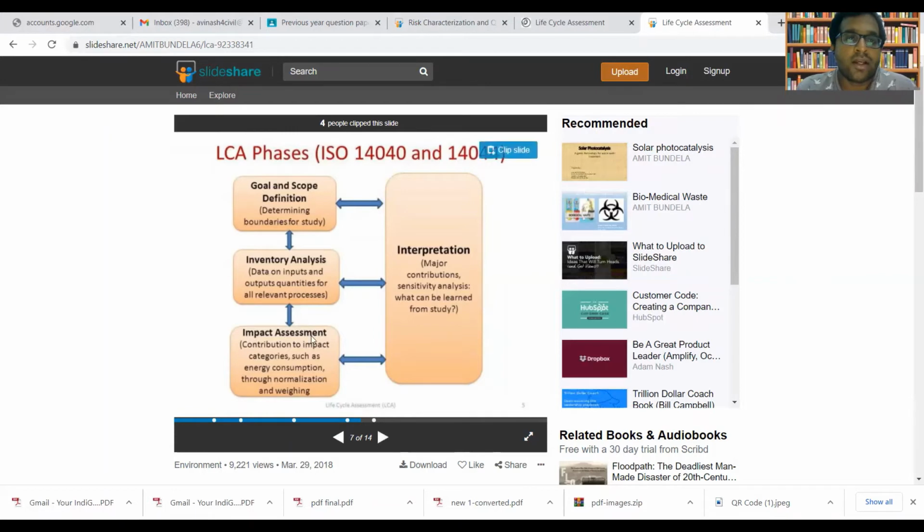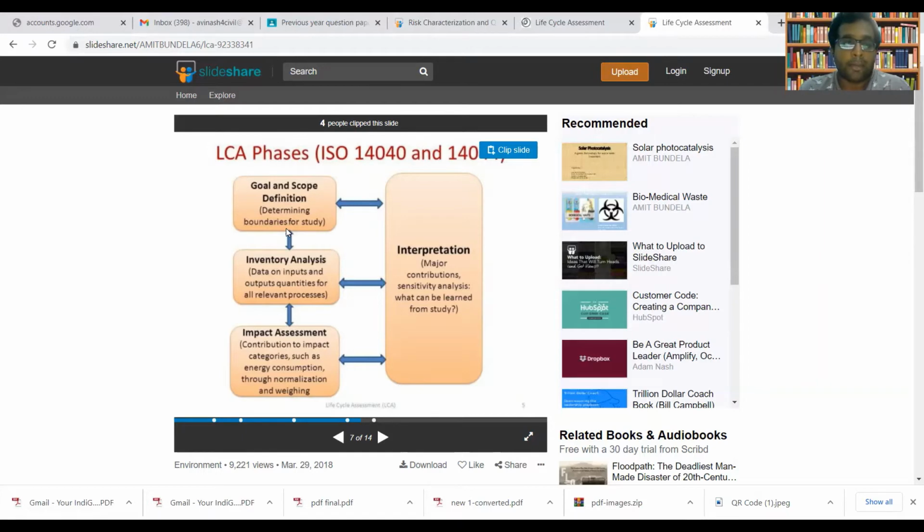First one is goal and scope definition. You have to determine the boundaries for the study. What is the particular area, or what is the scope of this particular work? To what extent should the study go, or what should be the extent of spread of this study? That you call the goal and scope definition. Then, what are the input and output quantities for the particular process? That is very much relevant. So data on the input and output quantities needs to be obtained. You call it the inventory analysis.